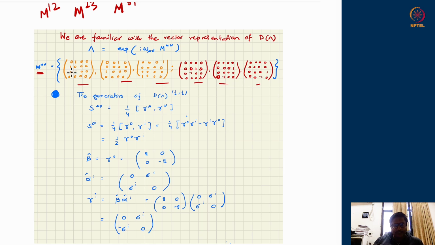You can verify the algebra which we have written, call these as y1, y2, y3 and these 3 as j1, j2, j3. You will realize that the algebra which we had written previously is exactly satisfied by these 6 matrices. Therefore they are generators of the Lorentz group. They are the generators of the Lorentz group in 4x4 dimensional space.